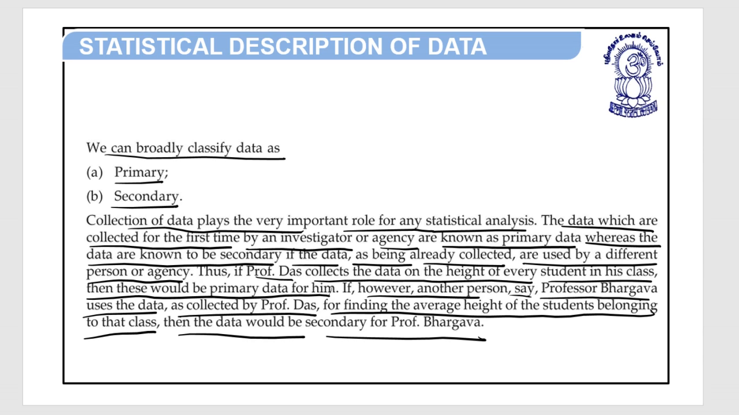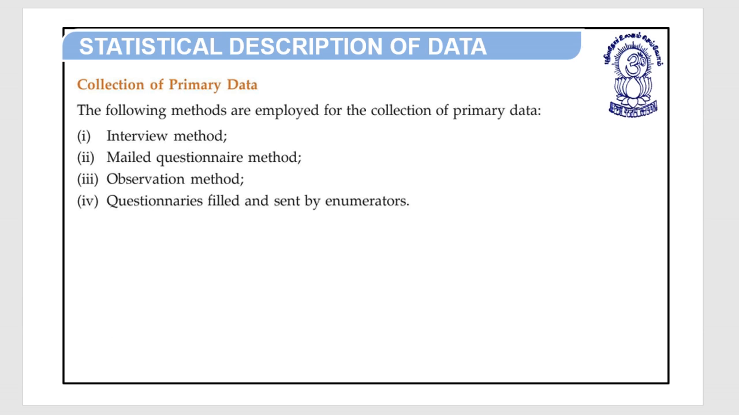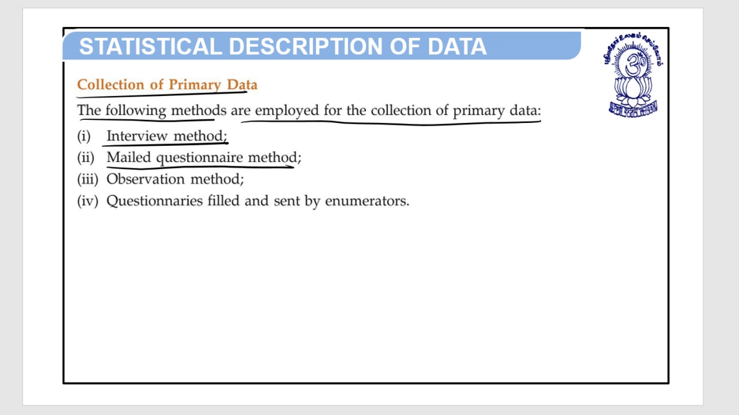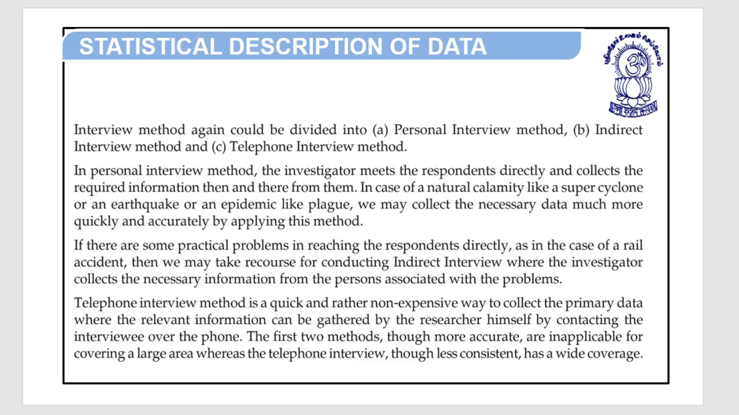So that's called the secondary data. Okay. Collection of primary data. The following methods are employed for collection of primary data: interview method, mailed questionnaire method, observation method. Questionnaire is filled and sent by enumerators. Interview method again could be divided into personal interview, indirect interview and telephone interview method.